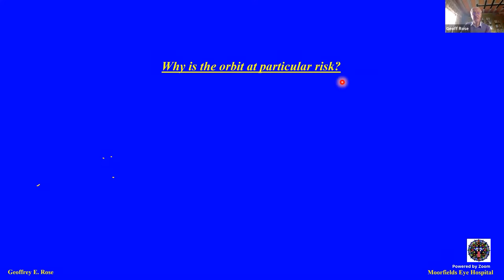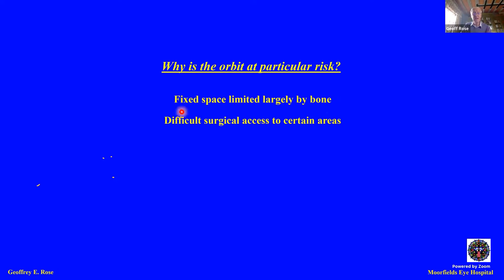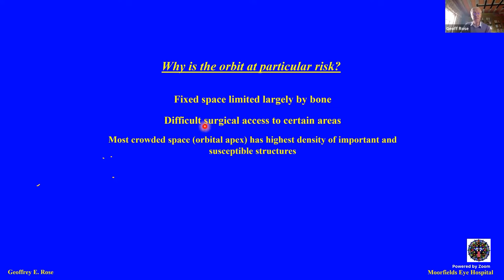So why is the orbit particularly at risk? The answer is it's a fixed space, largely limited by bone. So this gives a lot of rigidity, allows pressure to build up and so on, and also makes surgical access more difficult, particularly to certain areas like the back of the orbit, where one is talking the narrowest of spaces. That narrowest of spaces, the orbital apex, is also the most crowded and has the highest density of important and susceptible structures, such as motor nerves and so on, and arteries.